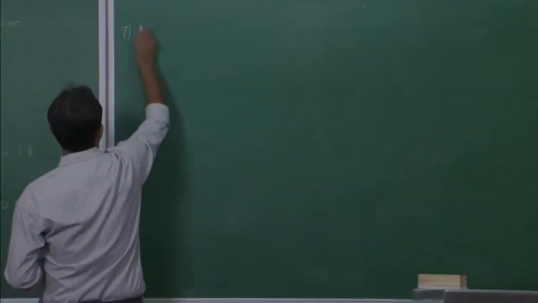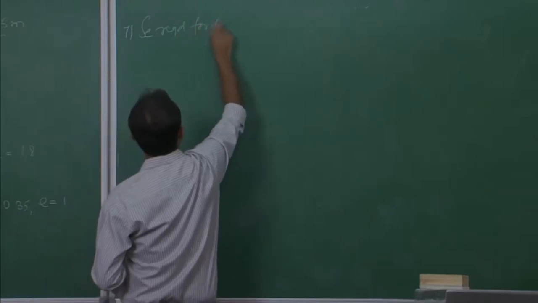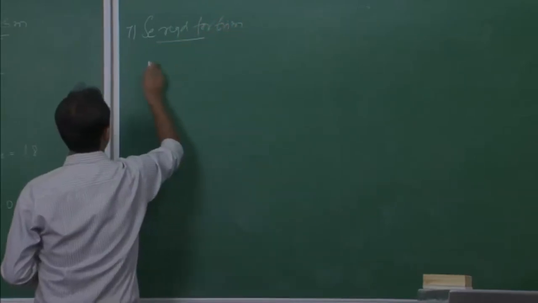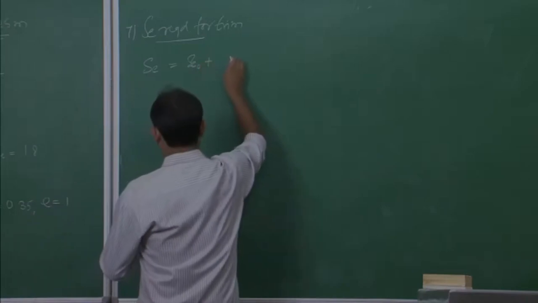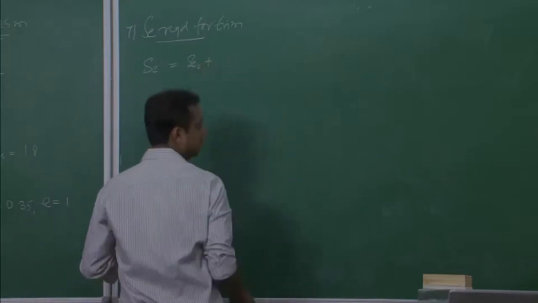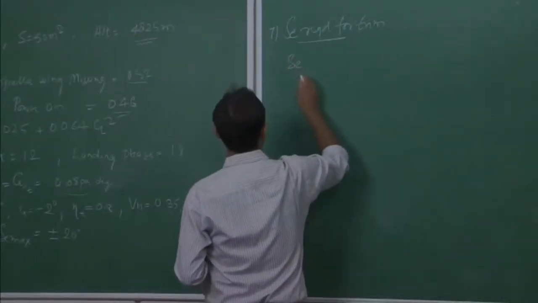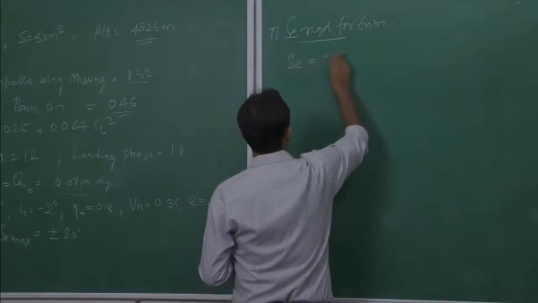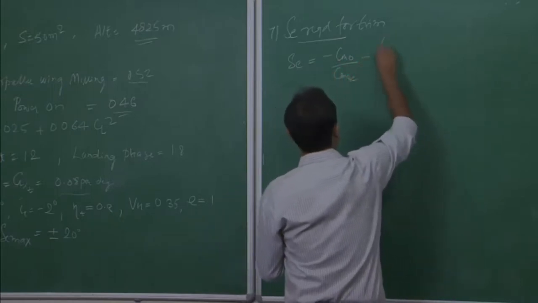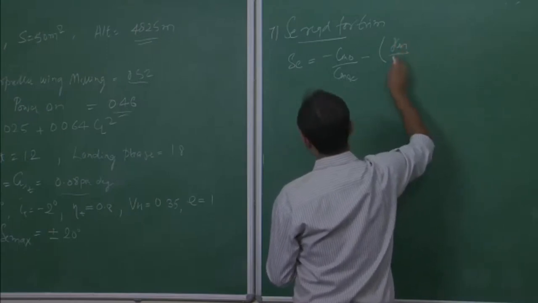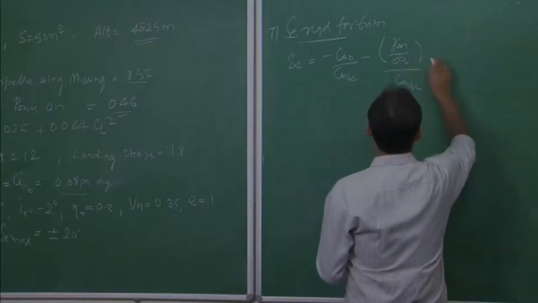Seventh part is, we have to calculate delta E required for trim. We have already seen in the previous problem that delta E is given as minus CM naught by CM delta E, minus of dCM by dCL by CM delta E into CL trim.